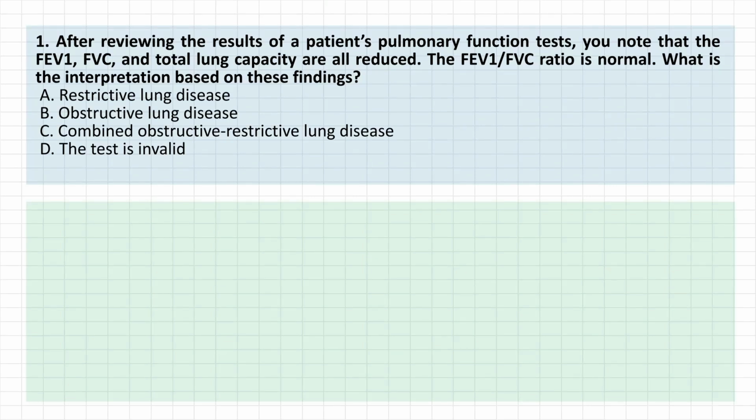1. After reviewing the results of a patient's pulmonary function tests, you note that the FEV1, FVC, and total lung capacity are all reduced. The FEV1 to FVC ratio is normal. What is the interpretation based on these findings? A. Restrictive lung disease. B. Obstructive lung disease. C. Combined obstructive restrictive lung disease. D. The test is invalid. The correct answer is A.